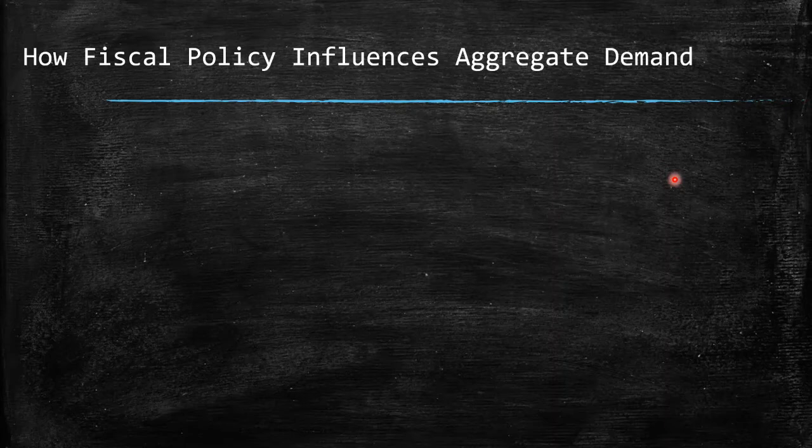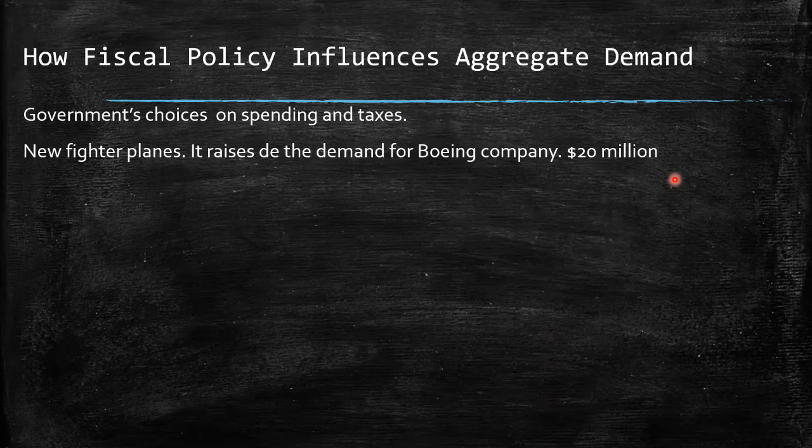So now let's move to the other part of this video. We're going to talk now about fiscal policy, how it influences aggregate demand. Government's choices on spending and taxes are the two ways they can move aggregate demand basically, with these tools, with these policies.